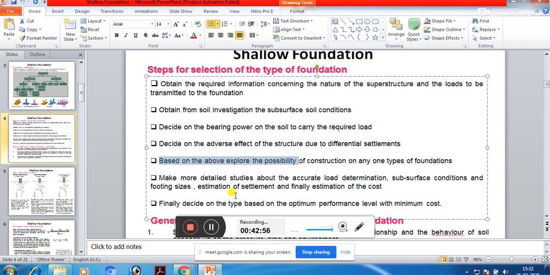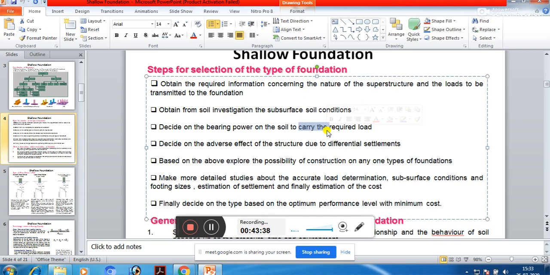Now next is, after you have decided on the possibility of construction of foundation. Let's say you see that the carrying capacity of the soil is too less and the load coming is too huge, then you may not go for a shallow foundation. That means if you put a shallow foundation, what will happen? At that level the soil will not be able to bear it, and thus the foundation will fail.